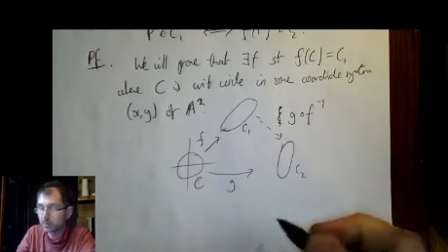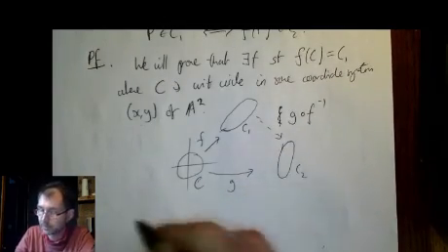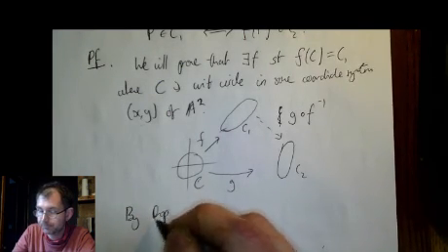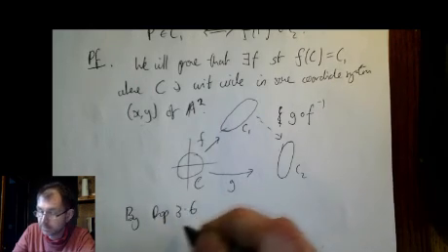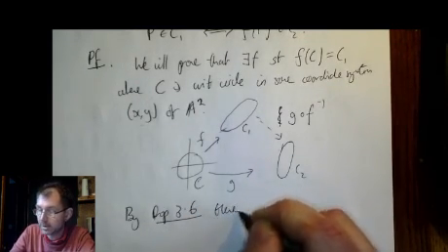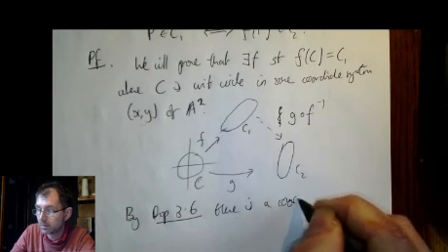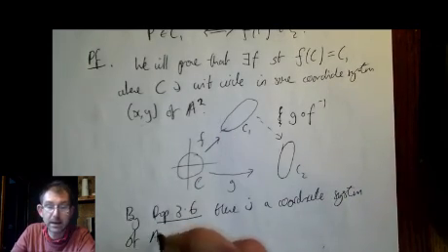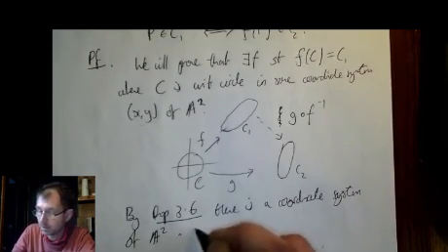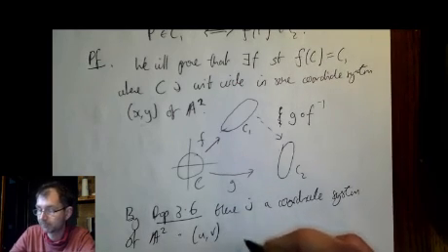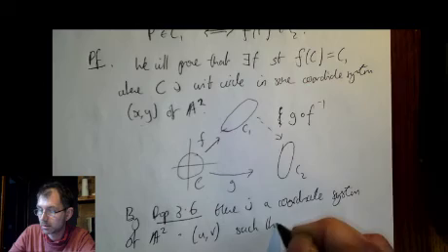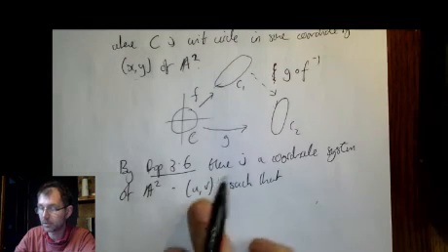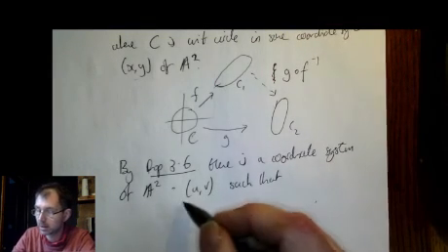So let's first use a proposition that we've proved already, which is this. By proposition 3.6, there is a coordinate system of A2, which I'll call UV, such that C1 is just expressed in the usual way according to that system.